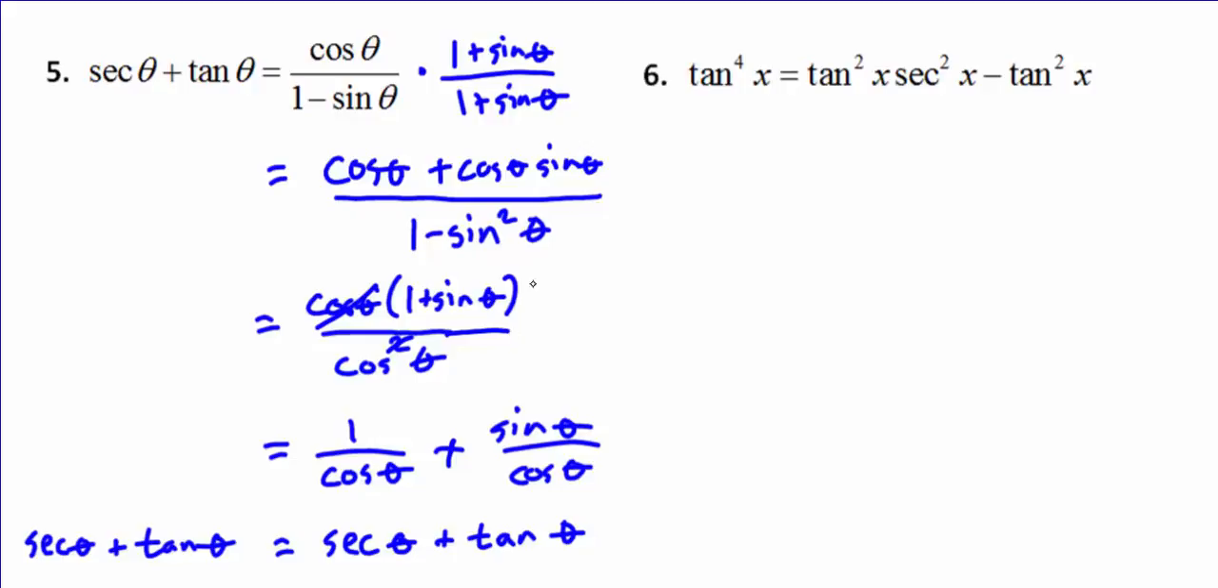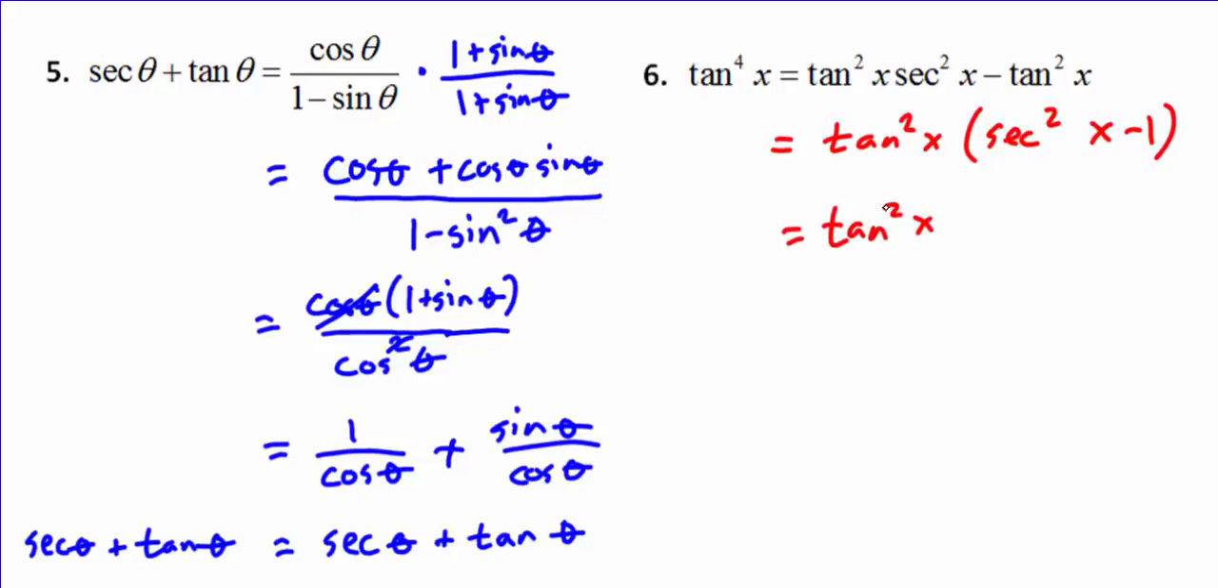Again, you've got to pick a side. To me, it's pretty clear that the right side is the more complex. What I see is I have tangent squared here and I have tangent squared here. So I'm going to do some factoring, and I'm going to factor out that tangent squared and make it tangent squared x times secant squared x minus 1.